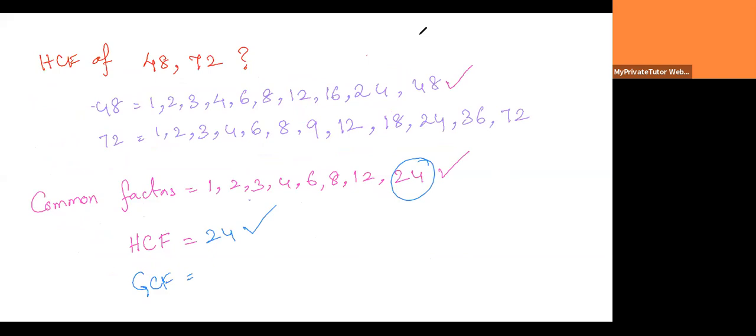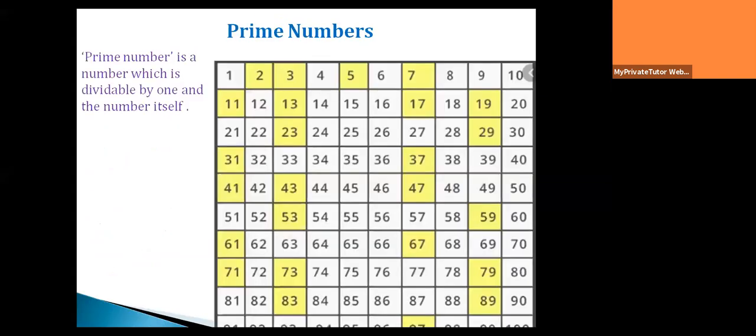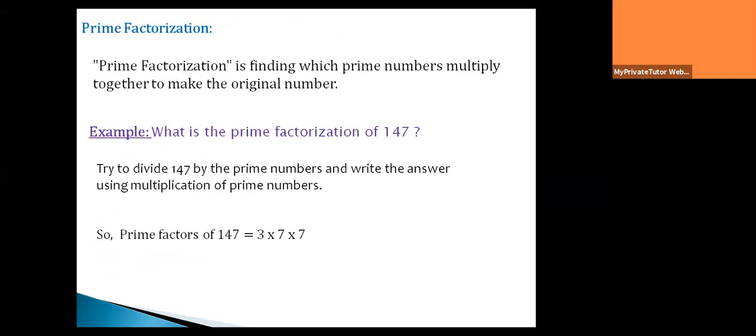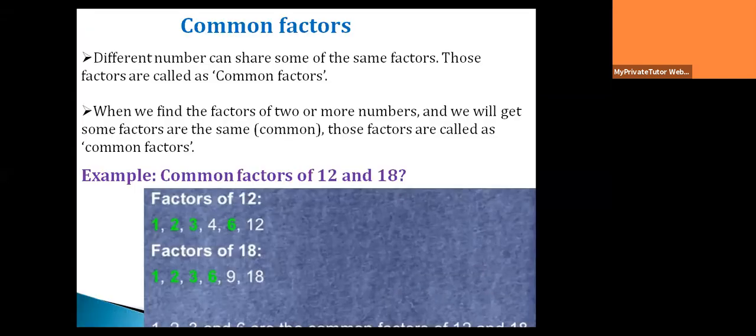Okay, let me share the PPT. Yeah, you can see here. Just take a look at this. Common factors. This is what we did, common factors of 12 and 18. The green ones, you can see, are all common numbers. But what is the HCF, the highest common factor? The biggest one, which is 6.